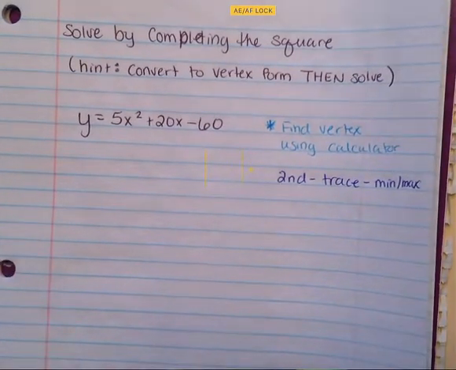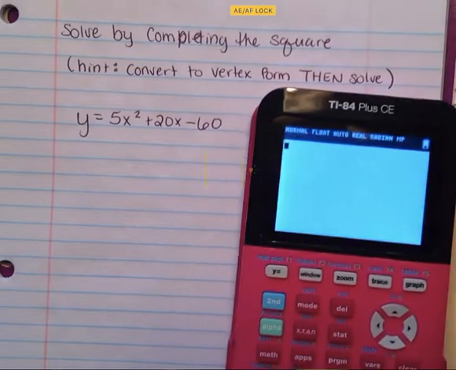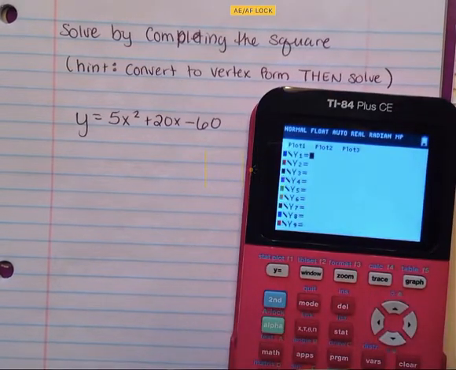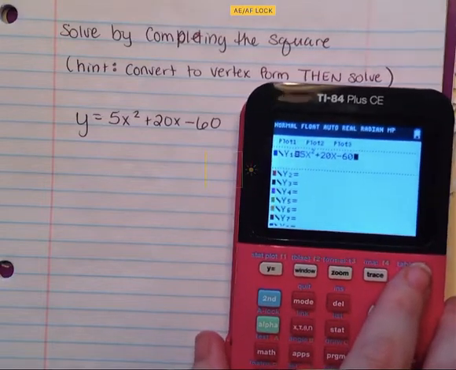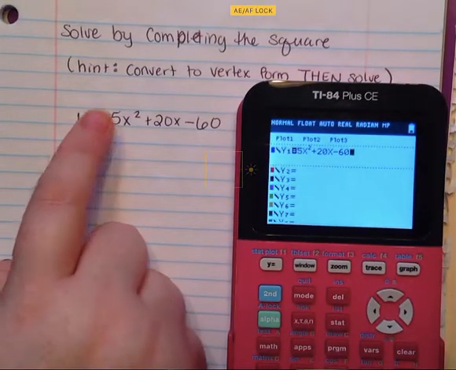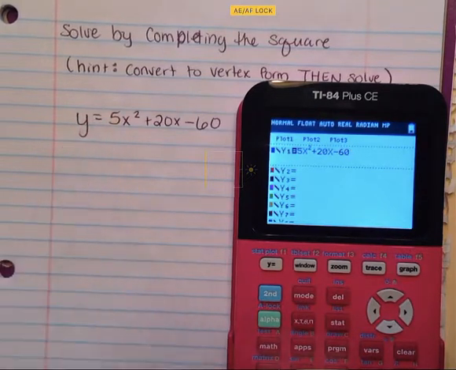So I'm going to show you how to do that in the calculator. Get my calculator out. I'm going to go to my y equals, I'm going to graph this. I have 5x squared plus 20x minus 60. I'm going to graph this just to see if I'm going to have a minimum or a maximum, and I should know, since my a is positive, it should open up, therefore I should have a minimum. So I'm going to make sure that that works.